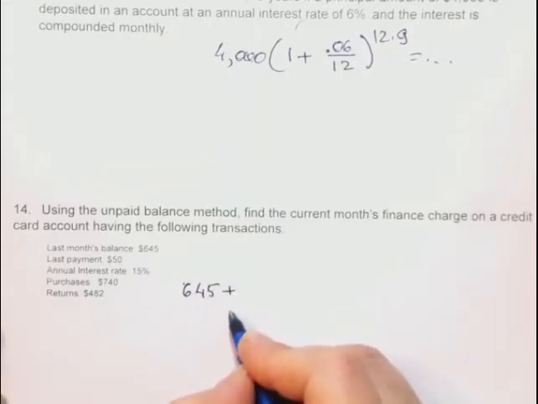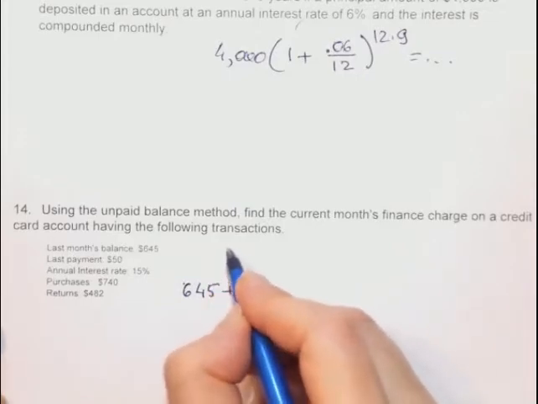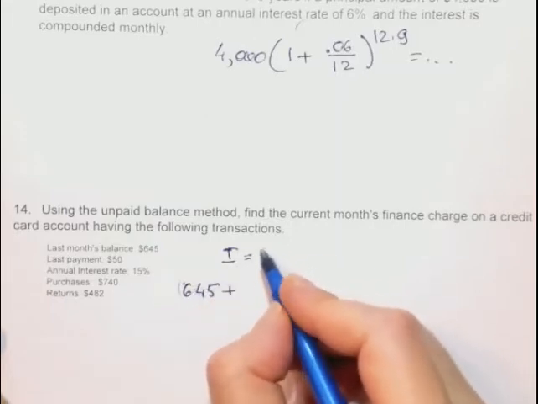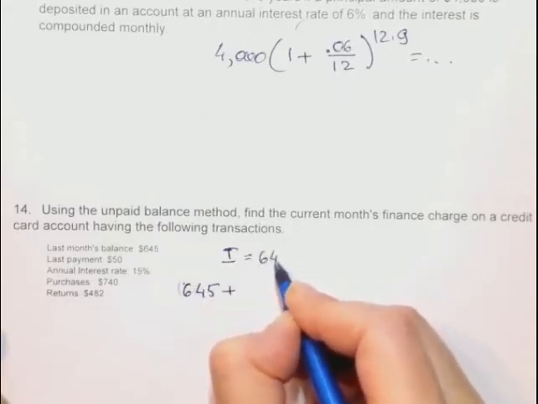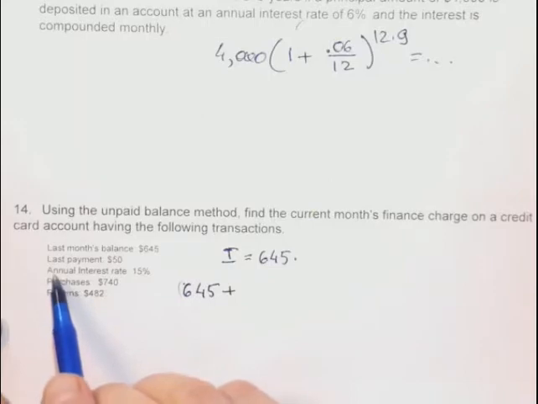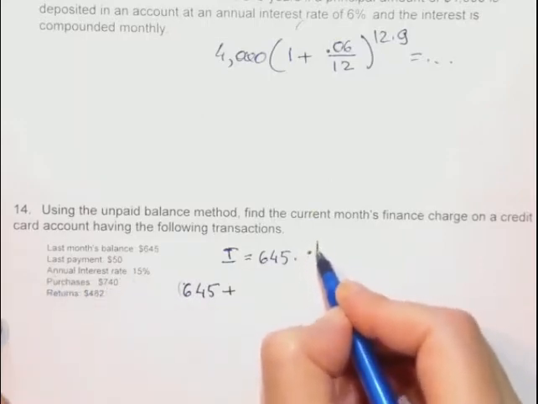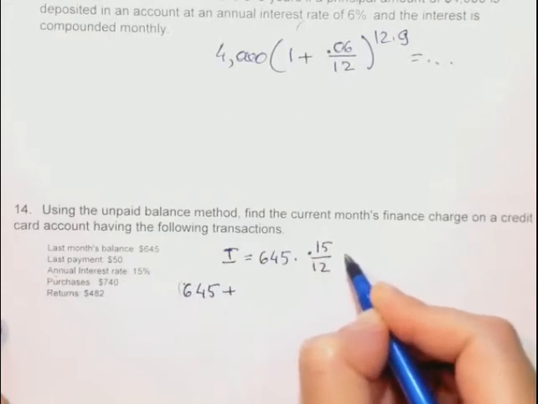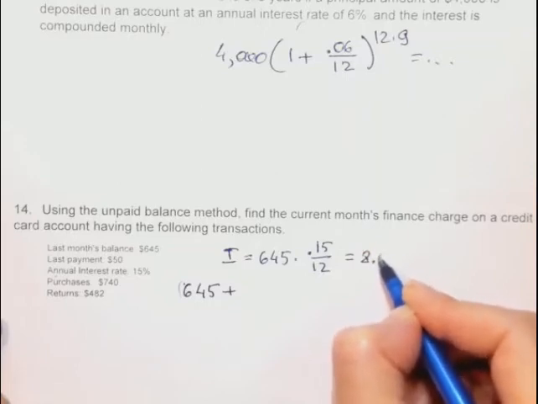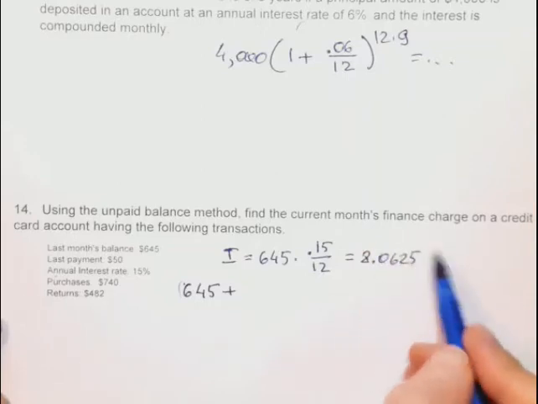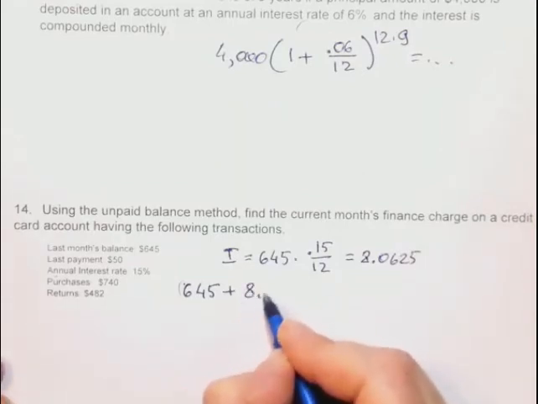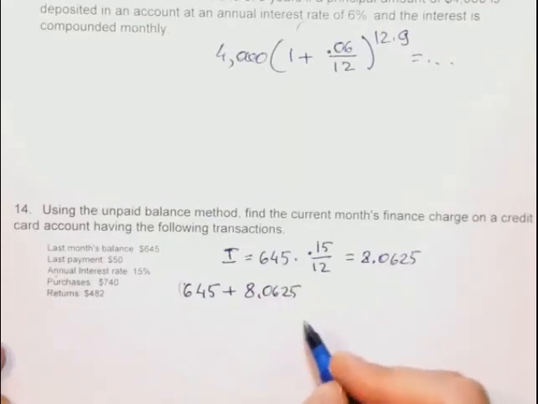Then we must add the finance charge from the previous month. It is determined from the last month balance, 645 times R over 12. R is the annual interest rate in decimal form, 0.15 divided by 12. So, this is approximately 8.0625. It's exact. Let us just keep more digits. We'll round it later. So we add 8.0625.